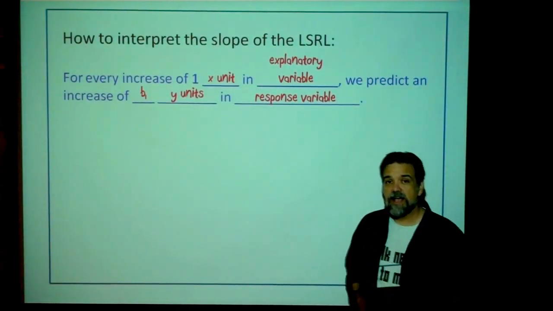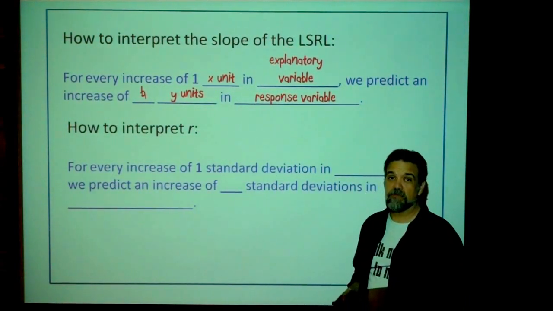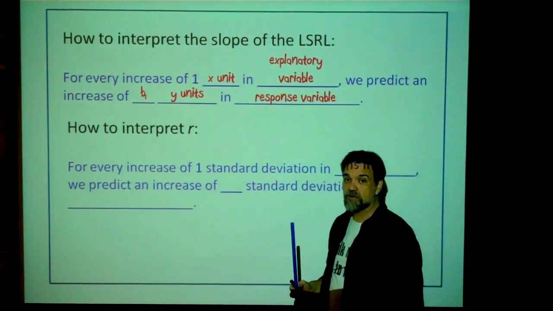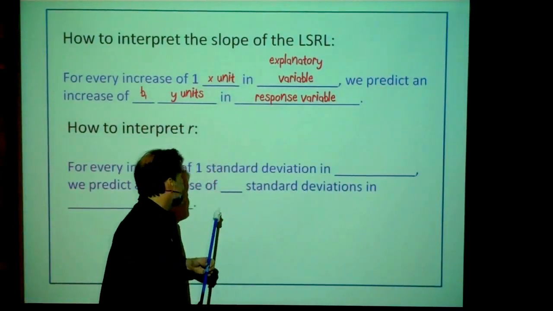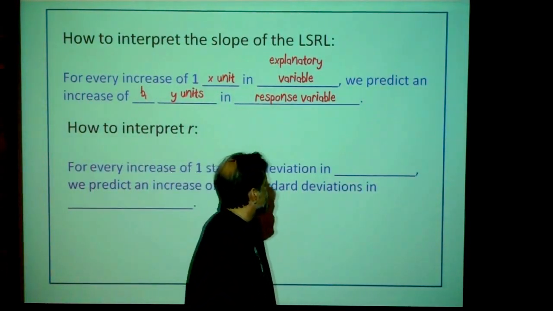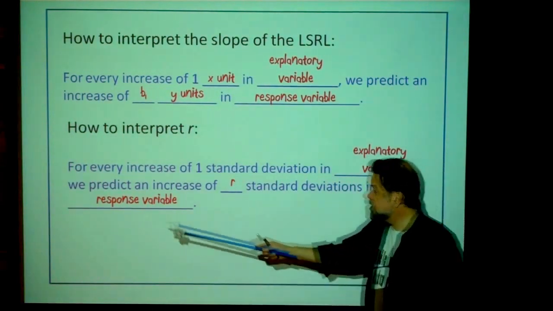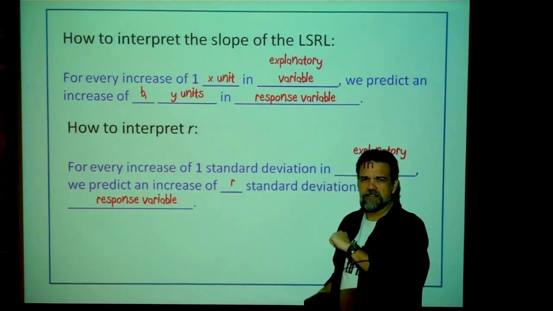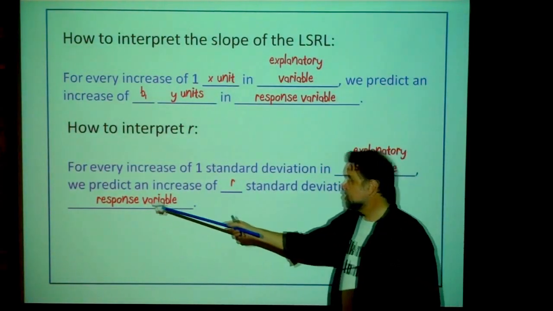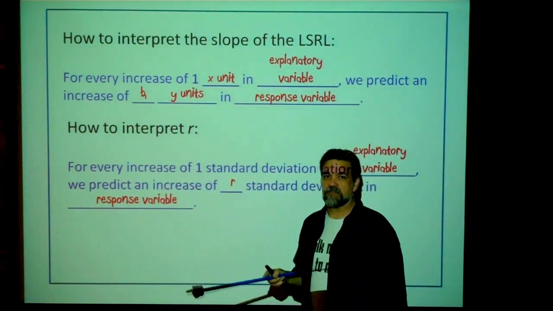Now, how do you interpret R, the correlation coefficient? Really similarly, because remember, R is also the slope of a line. It's the slope of the least squares regression line for those z-scores. So for this one, for every increase of one standard deviation in my explanatory variable, in this case my math SAT scores, we predict an increase of, I believe R in that last example was 0.5, so we predict an increase of 0.5 standard deviations in my verbal SAT scores. That's what those things mean to us.